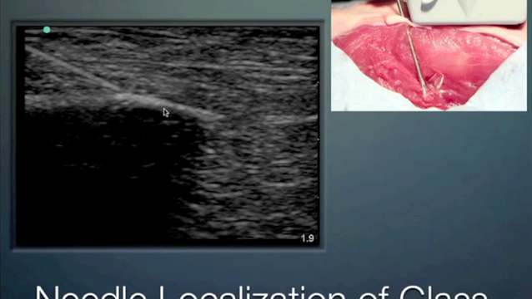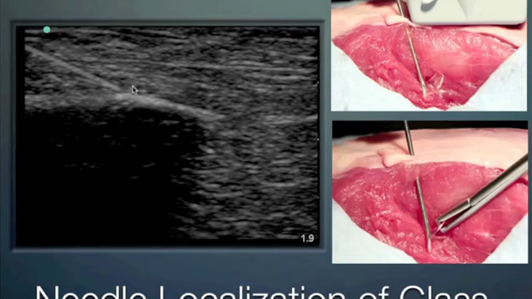This is just a tissue model here demonstrating this. Here's the needle that comes down to the glass, and then the device to grasp the glass comes down over here, and basically these two things come together, and that's where the foreign body, in this case glass, is. So one needle can be useful for that.